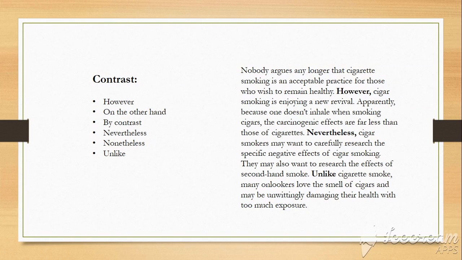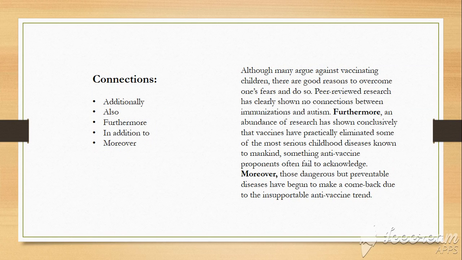All right, the next kind of transitions that we'll look at are those that show connections. And I think you can look at this list and see easily how they would show connections. Additionally, also, furthermore, these are just like little plus signs that show your reader, that's not the only idea I had about this. Here comes another one.